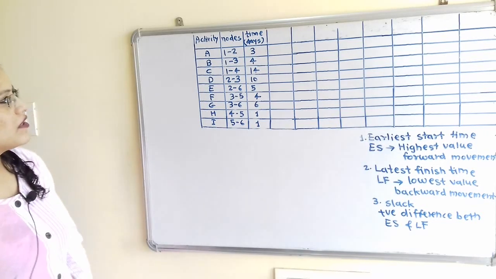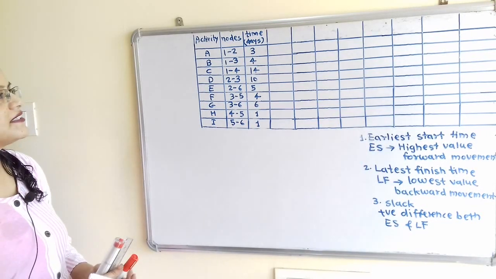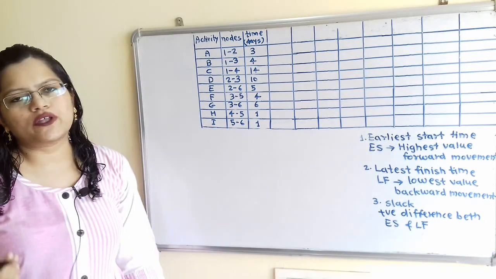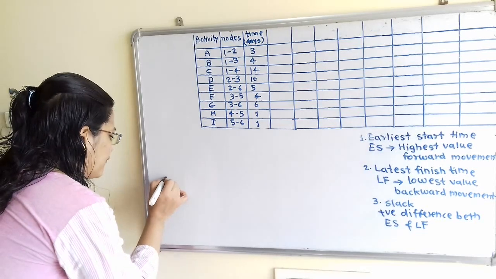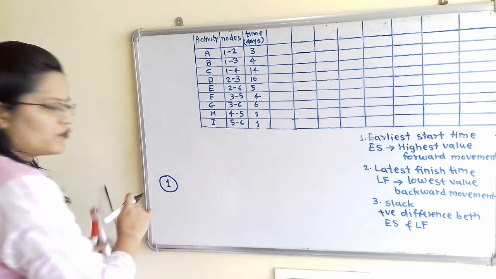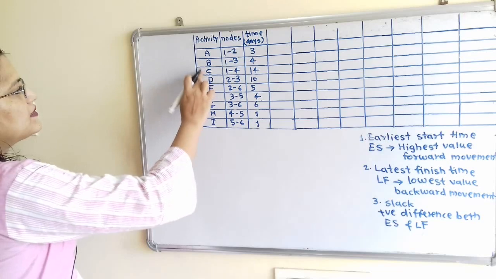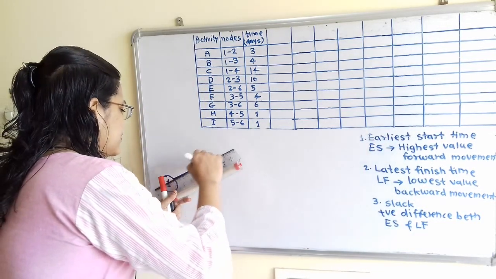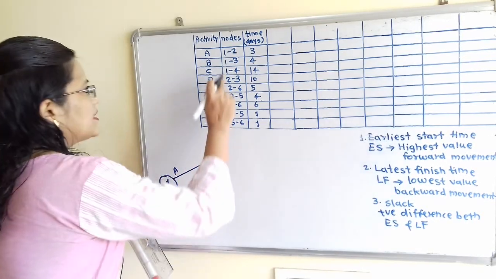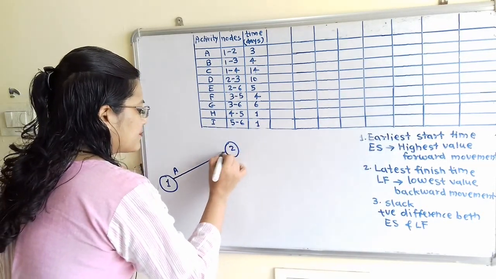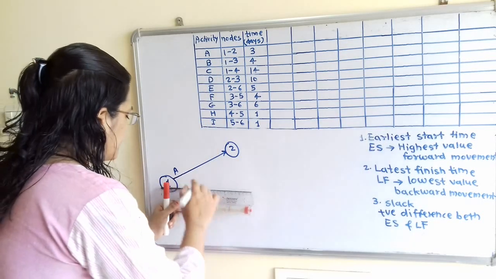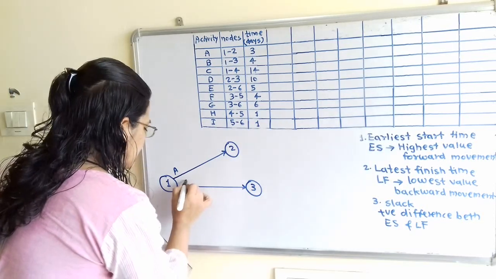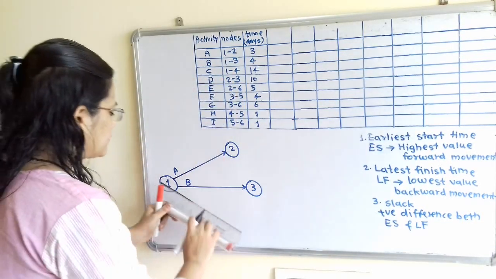If we observe, activities A, B, C start from node 1. Nodes or events we have to show with the help of a circle, so here is node 1. Activities A, B, C we have to show with the help of arrows. Here is activity A, that is 1 to 2. Then activity B, it is 1 to 3. Then activity C, it is 1 to 4.